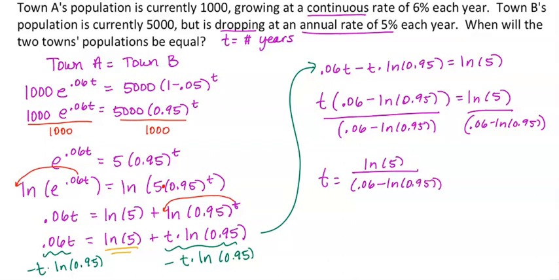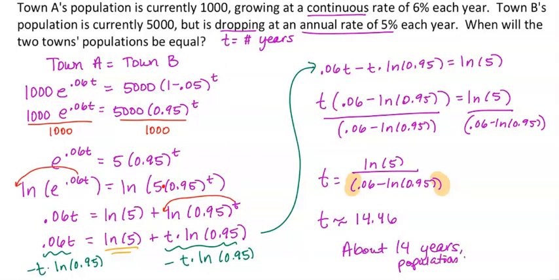If you're putting this into your calculator as one large expression, these parentheses in the denominator are important to let your calculator know that both of those terms are together in the denominator. So we should get that t is about 14.46. So we could say that, remember, t is the number of years, so after about 14 years, the population is the same between Town A and Town B.